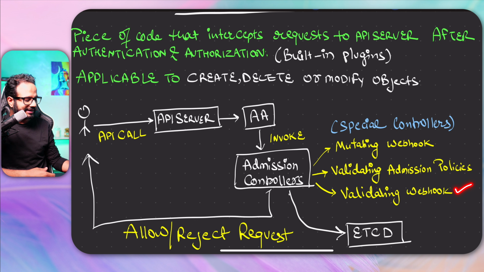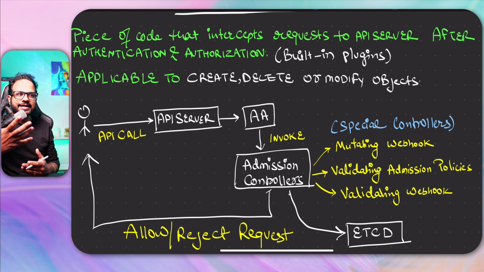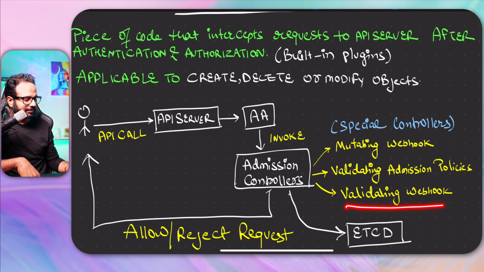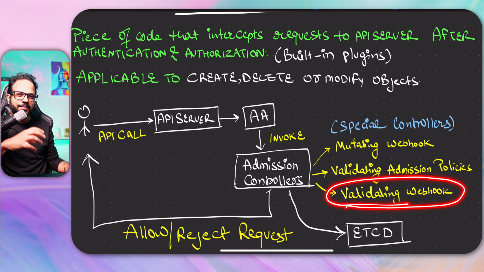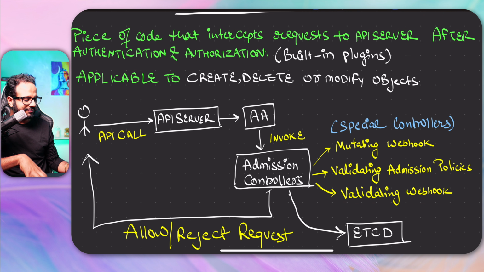Okay, so there is validating webhook. Validating webhook, as the name suggests, validates your request, whether it is allowed or not allowed. For example, there is a namespace in which you want to create the pod, and let's say the namespace does not exist. In that case, your request will be rejected from here. It won't make any changes to your request or to the object. It just validates whether your request is valid or not. Okay, that's validating webhook.